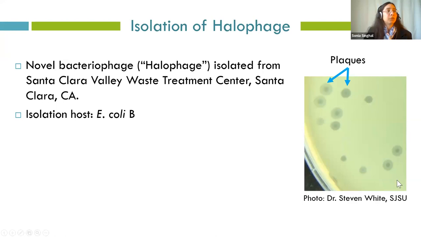So this is an image of part of a petri dish. The yellow background is the E. coli B host as a lawn. And then the darker circles within that are where the bacteriophages are growing. These are where the bacteriophages are killing the host. So essentially you're seeing the absence of the bacterial host cells. And for this particular phage, they noticed that the plaques, these darker spots, often had a lighter halo surrounding a darker center. And for this reason, they colloquially named their bacteriophage halophage.